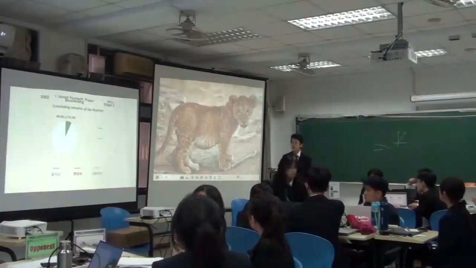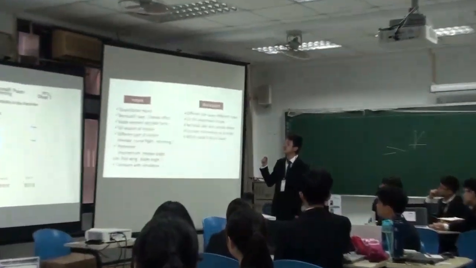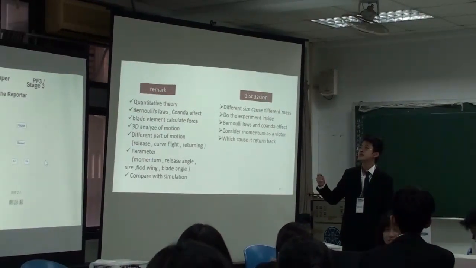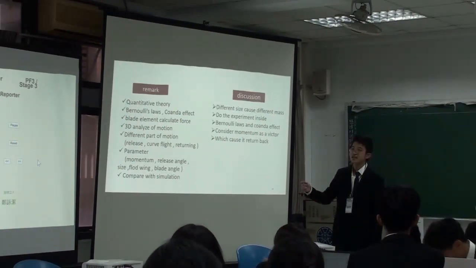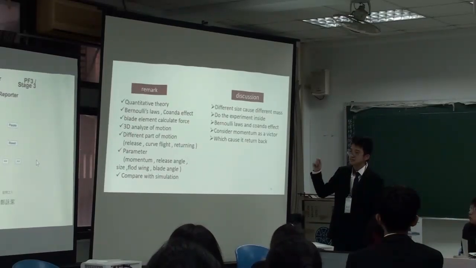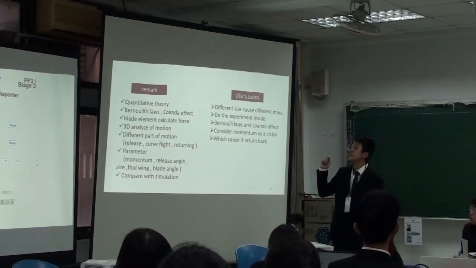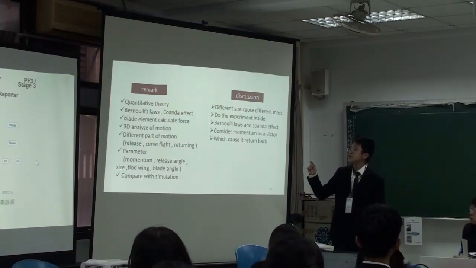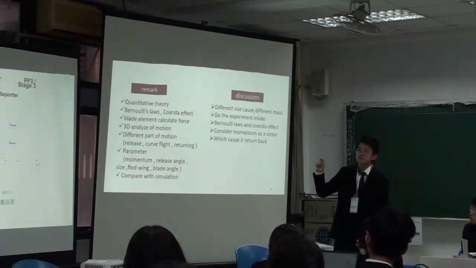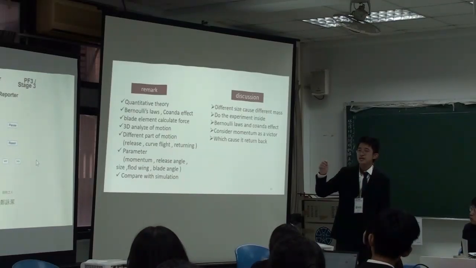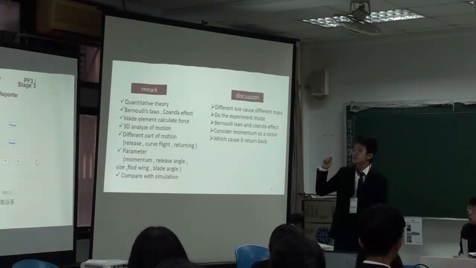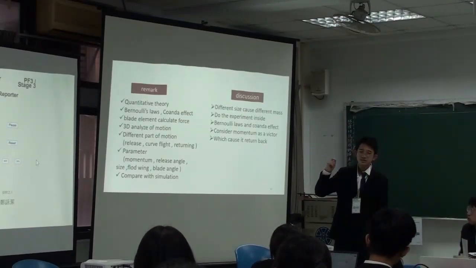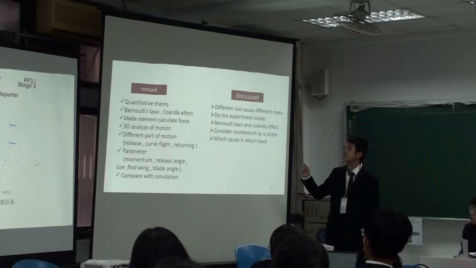So, in my report, I use a quantitative theory to explain why the boomerang comes back. I use Bernoulli's law and the Coanda effect to explain the motion of a boomerang. I use blade element theory to calculate the force, and I use 3D analysis of motion to track the trajectory. I put the camera at the same height, use a math method to transform, and use some tool to simulate the track.